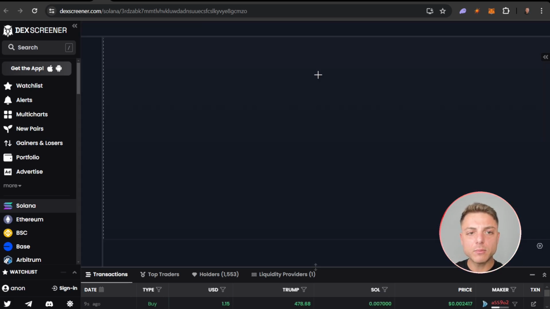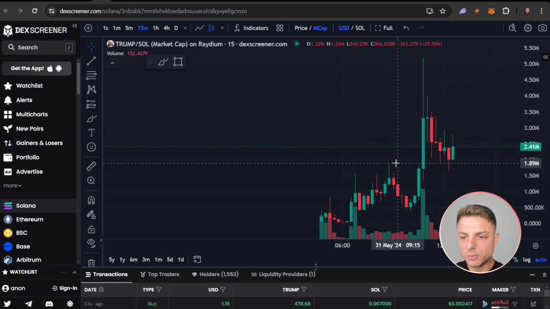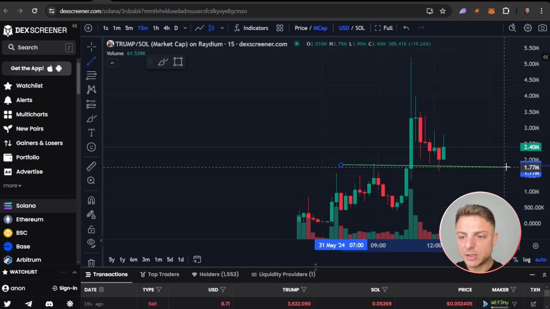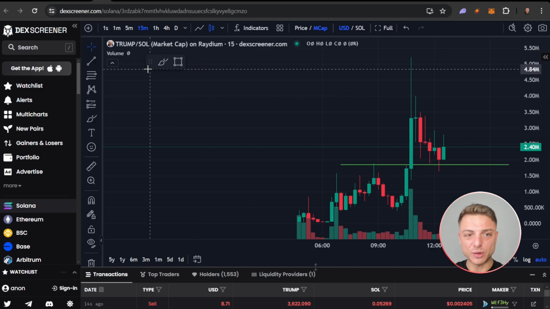Come over to market cap, make it even more interesting to see what the market cap is. Yeah, it's coming back to that $2 million market cap. Potentially would look to sell out at the $5 million market cap, basically making over 150% on the trade.